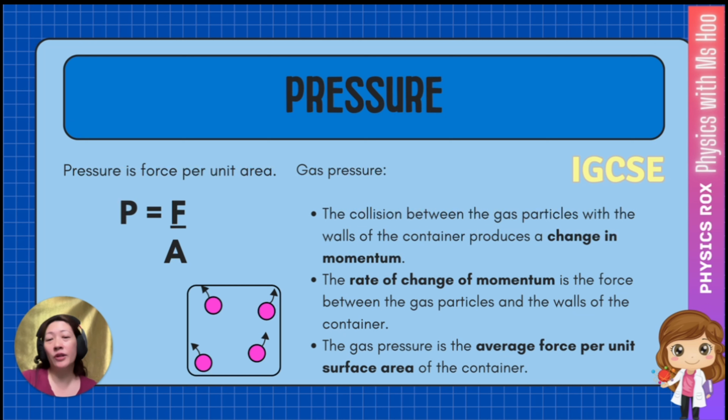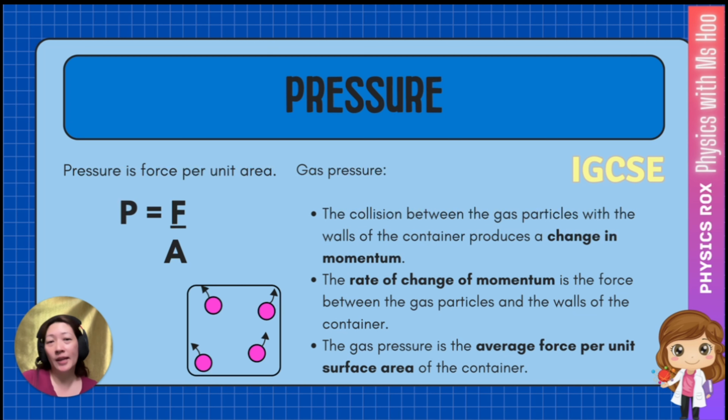We know that pressure is force per unit area, but how does this explain how gas particles are able to exert pressure on a surface? Now, depending on the syllabus that you are taking, there are slightly different ways of explaining this. Both are correct, it's just that one requires more in-depth explanation compared to the other. We'll start off first with the explanation for IGCSE.